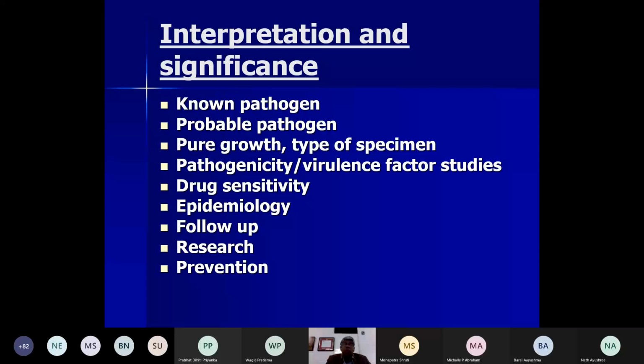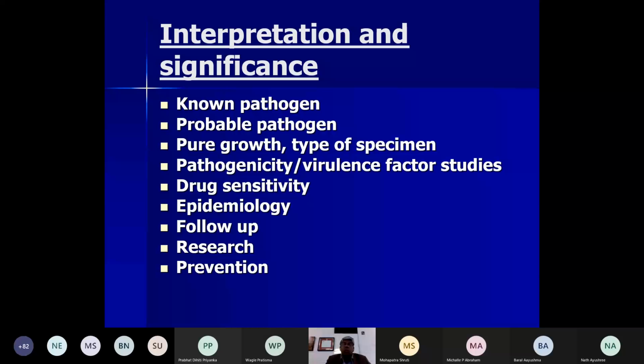The problem comes when it is a probable pathogen. That means it could be a commensal in our body, but today it might be causing disease. That happens in the case of Streptococcus pneumoniae. Streptococcus pneumoniae can be a commensal in the nose, can be a commensal in the throat, but when obtained from the lungs in a sputum, it becomes a pathogen. So we need to know what is the normal flora of the body and where we have taken the specimen from, and whether it is a probable pathogen or the most likely pathogen from that particular specimen.